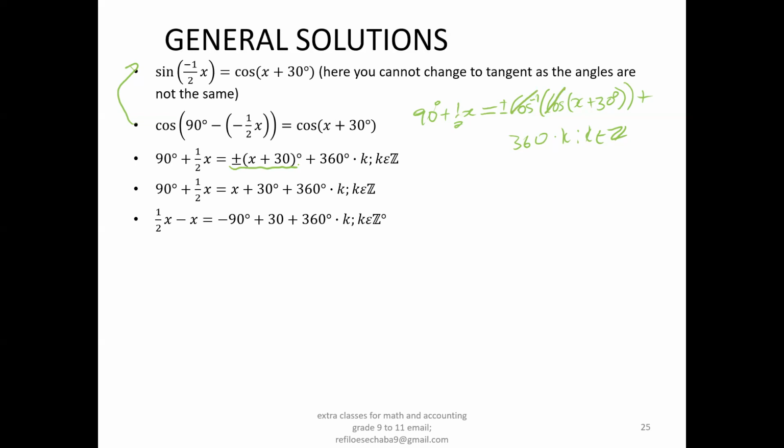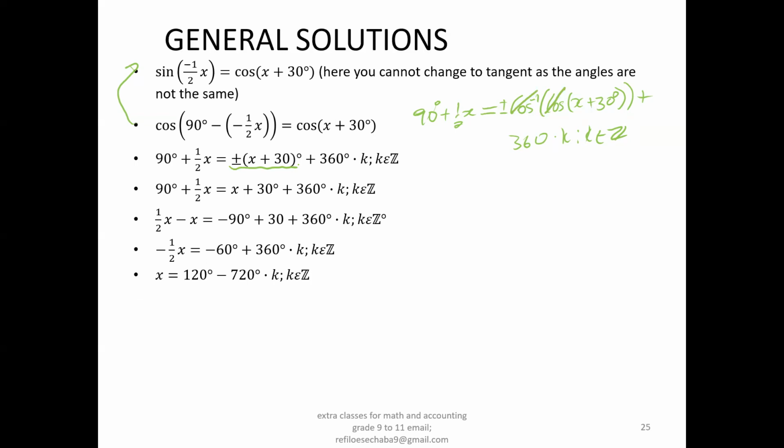I simply took x to the left-hand side, and I took 90 to the right-hand side, and the signs changed. Yes. And half x minus x will give you minus half x. That is equal to negative 60 plus 360. And then you just multiply everything by negative 2, and this is what you will get. Am I done?